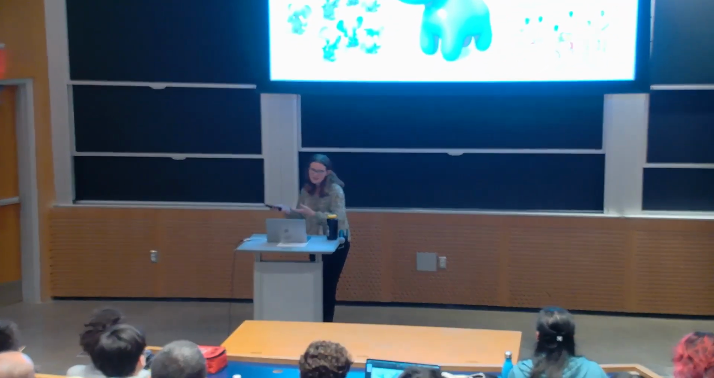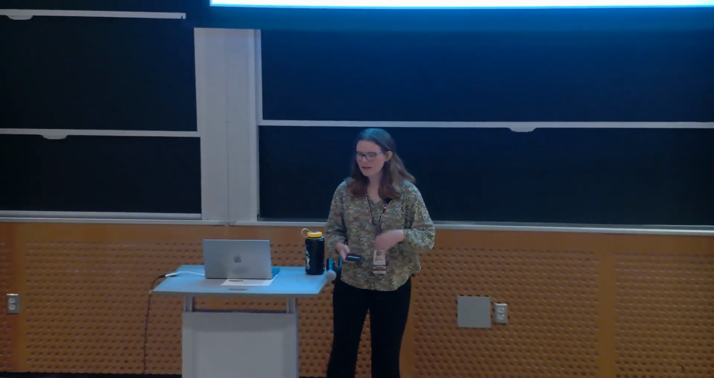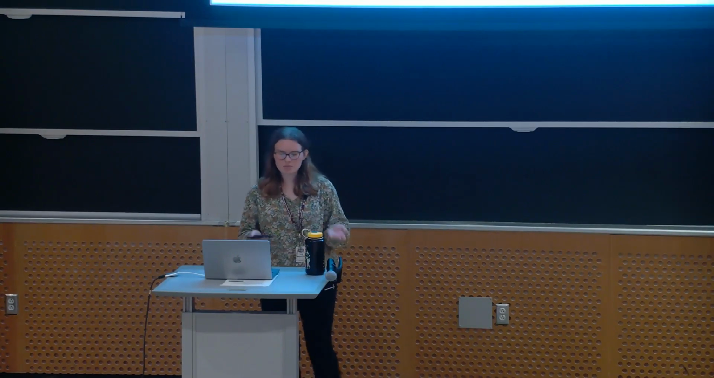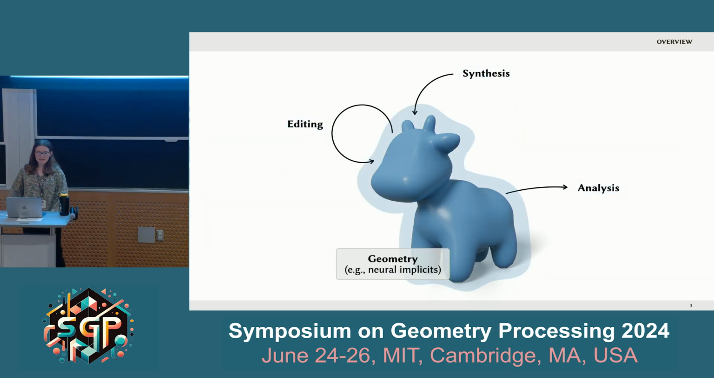So in Daniel's part of the talk, which we just saw, Daniel talked about different geometry processing tasks that we can solve with deep learning. So for example, we talked about editing, synthesis, and analysis type tasks. Now we're going to look at how we can actually represent the geometry itself with neural networks. We'll talk about neural implicits, where instead of representing geometry with, say, a triangle mesh or a point cloud, we'll directly represent the geometry by the weights of a neural network.